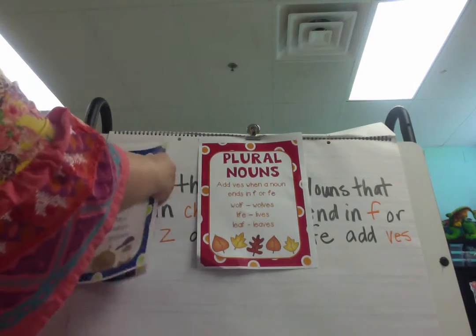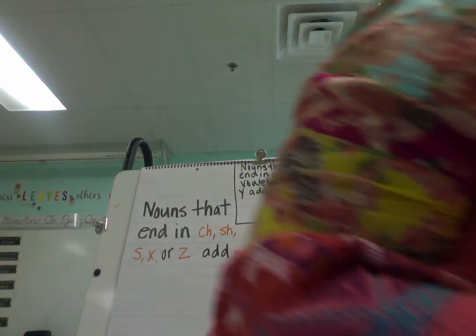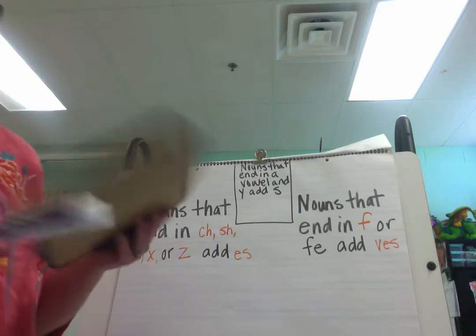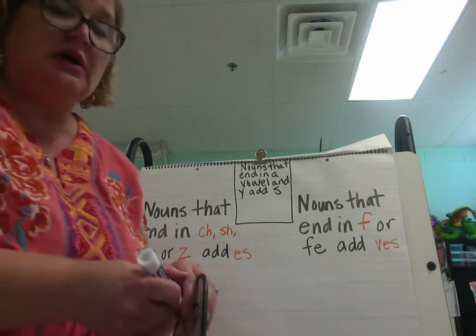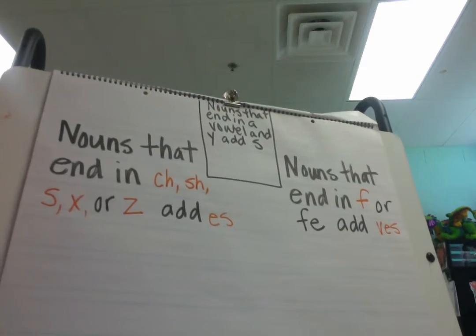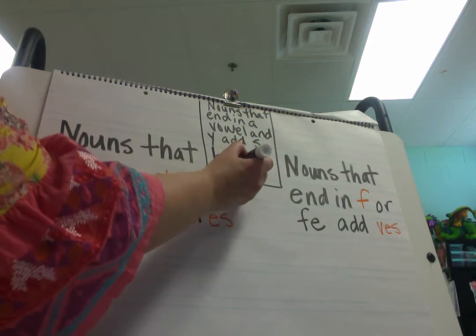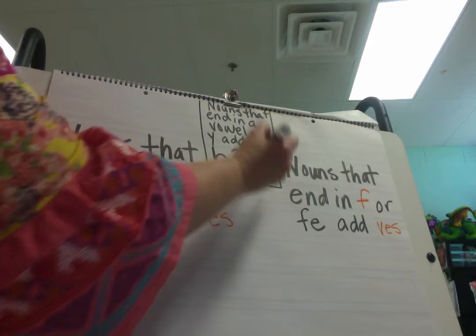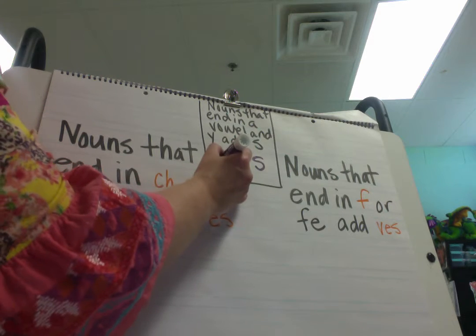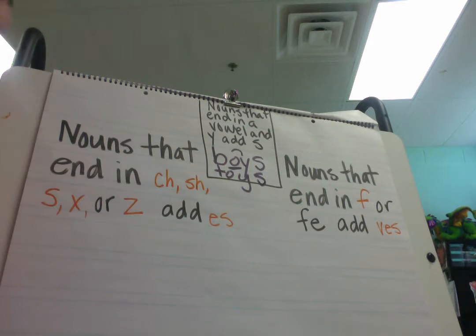So, what do you do if you have a plural noun that ends in a vowel? Who knows what their vowels are? Vowels, okay? Your vowels are A, E, I, O, and U, okay? So if you have a word like boy, here you have a vowel and Y, so you're just going to add an S, okay? So if you have the word toy, you have a vowel and Y, so you just add an S.